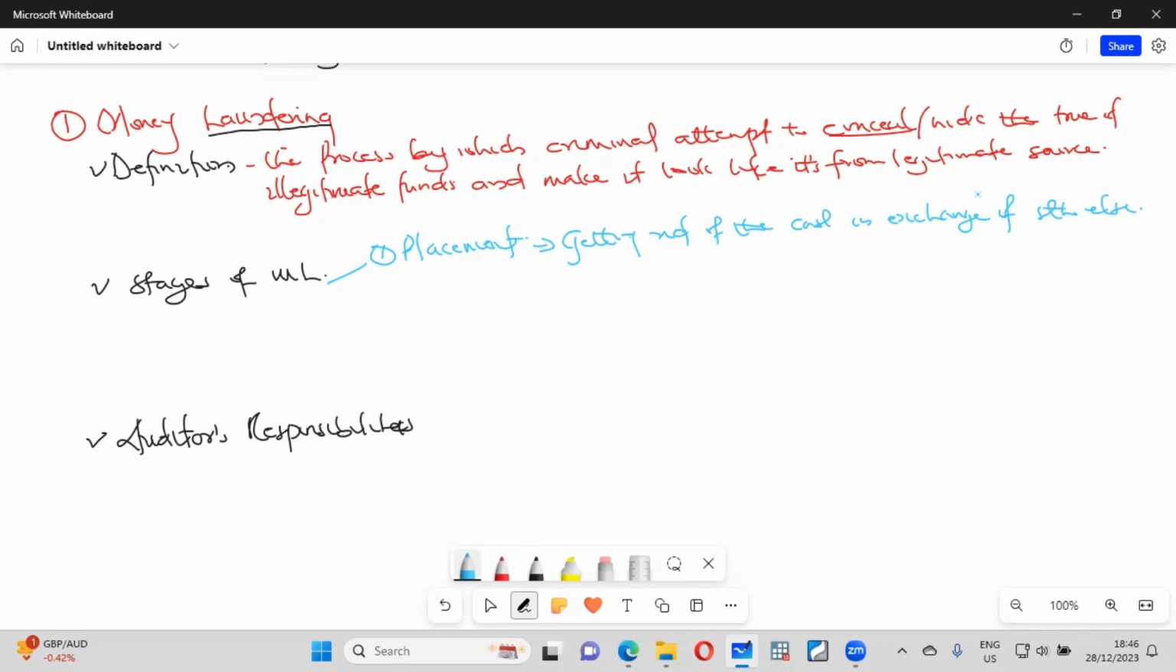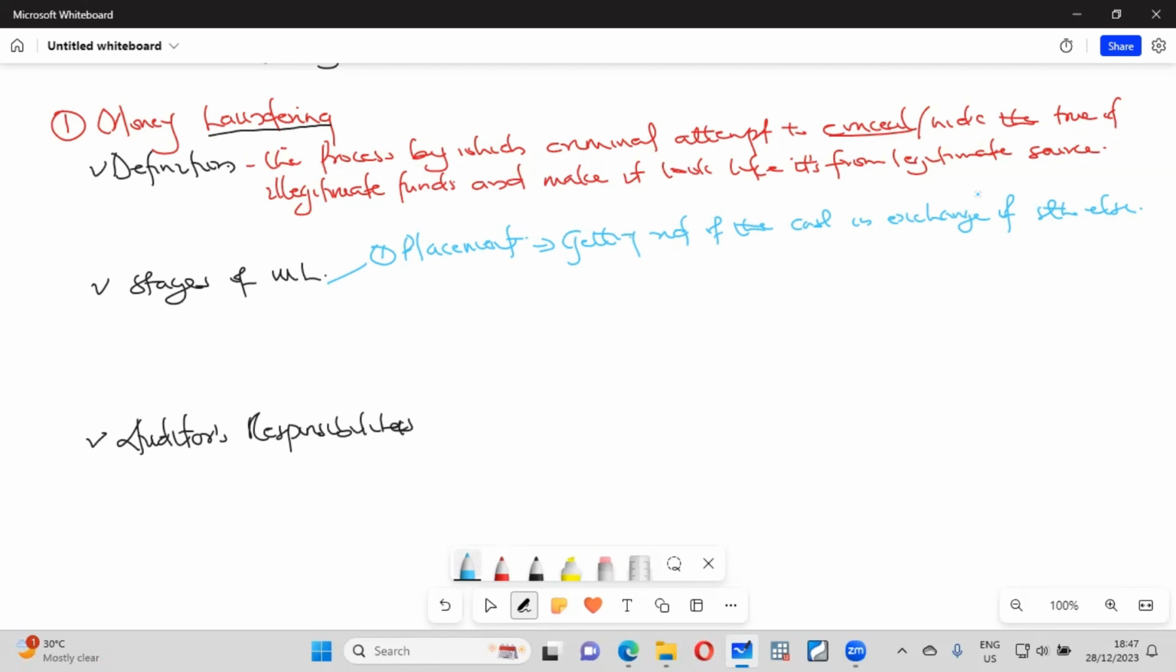You are getting rid of the money in exchange for something else. So in many ways, you have to find a nice place where you can put the money, a place where, if I put the money in, it won't raise suspicion. So that is the first thing the money launderer wants to do.